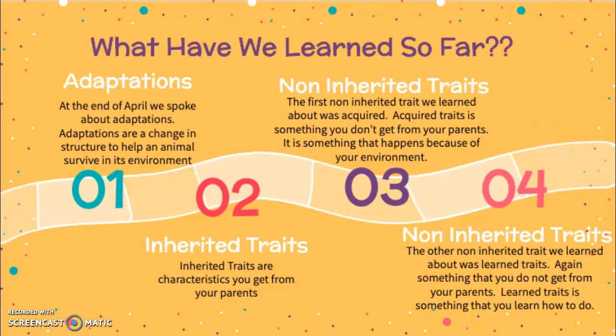And the last non-inherited trait that we spoke about were learned traits. Again, something that they can't get from their parent because it's non-inherited. But this one is different because it's something that the animal learns to do. Like a dog learning to walk on a leash, a dog learning how to fetch, a cat learning how to use the litter box to go to the bathroom. These were things that the animals had to learn how to do. They didn't get that from their parents.